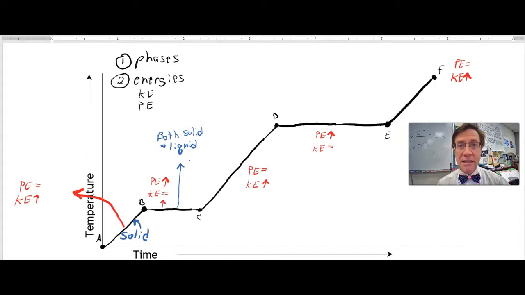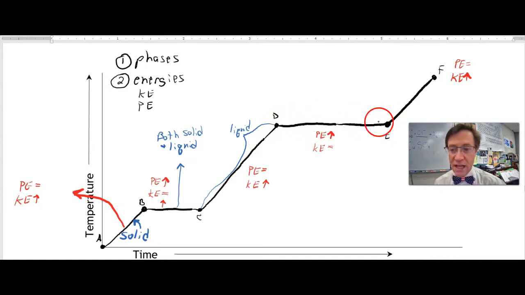You have both solid and liquid during this phase change until you get to right here. Now at this point between C and D, it was solid down here, melted here. During this section, we have all liquid, right? Until the liquid gets so hot that it starts to boil.